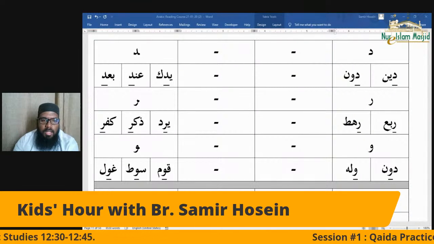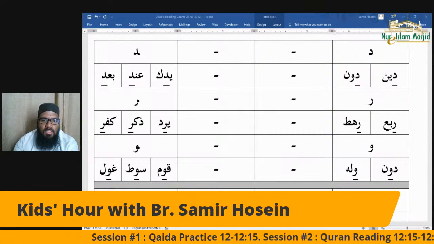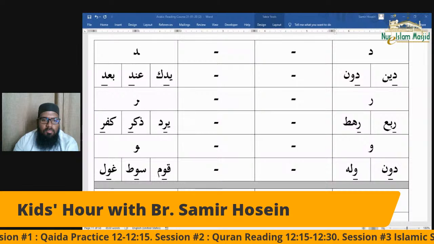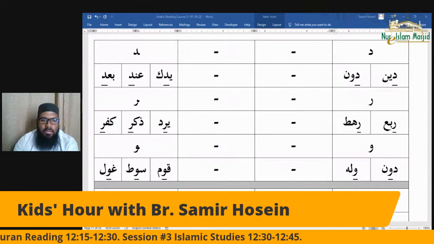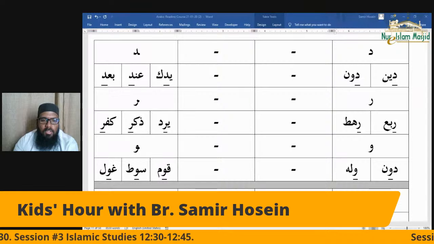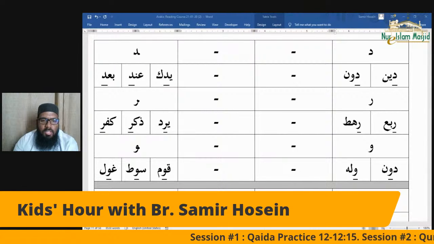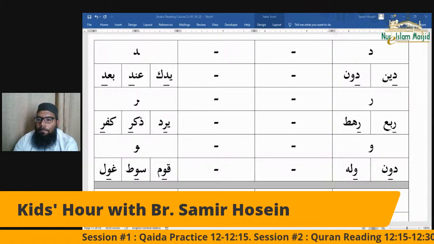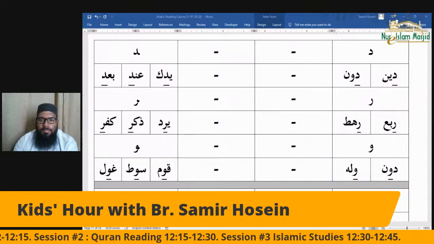As before, we have the same non-joining principle for all of these letters: ra, dal, and waw. We're seeing all of these letters in the actual words, and all that's left for us to do is to look at actually reciting these examples. So let's go through the examples now, inshallah.